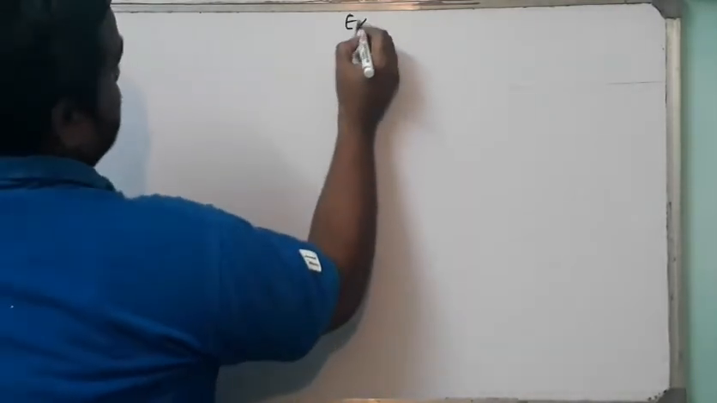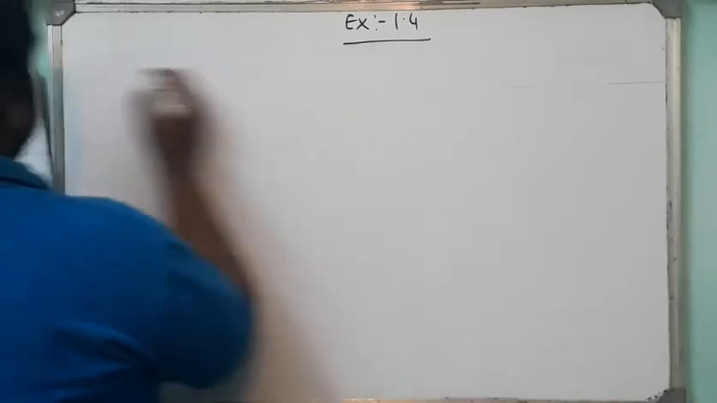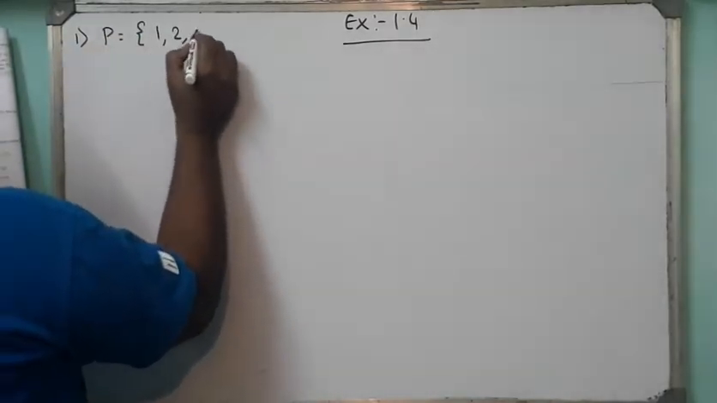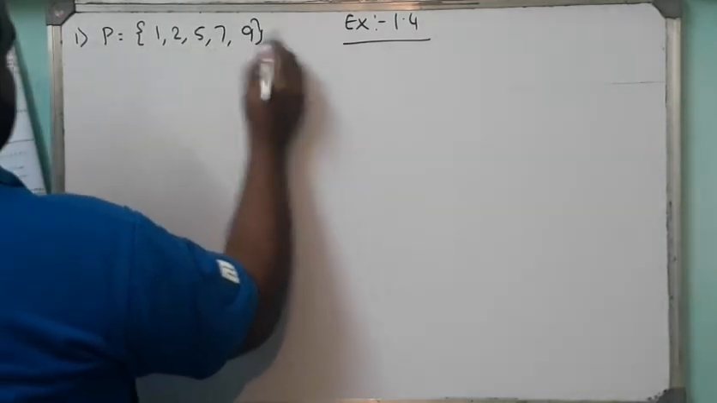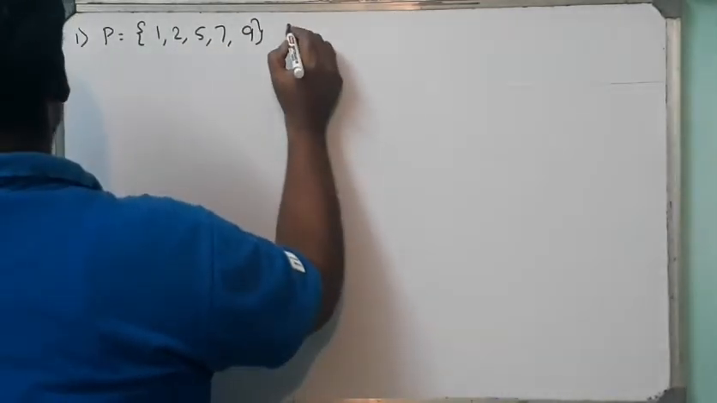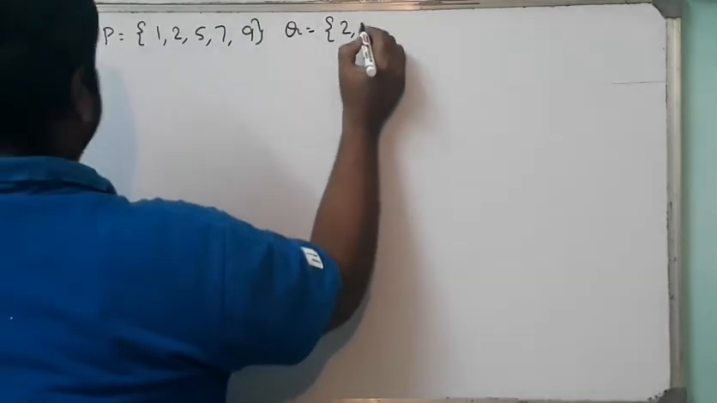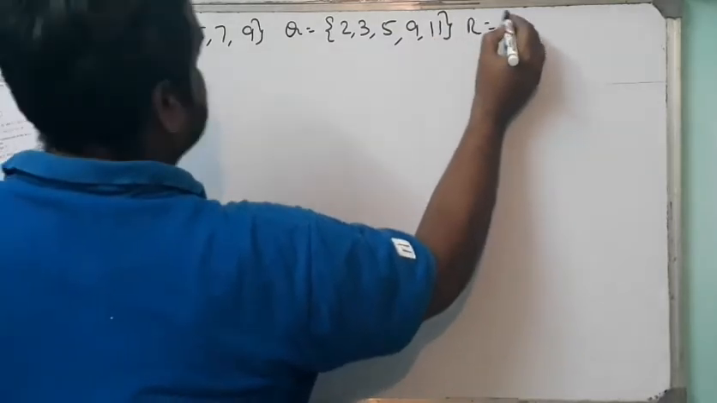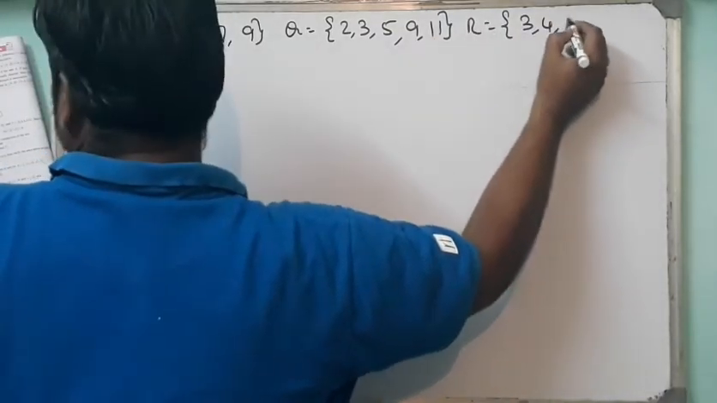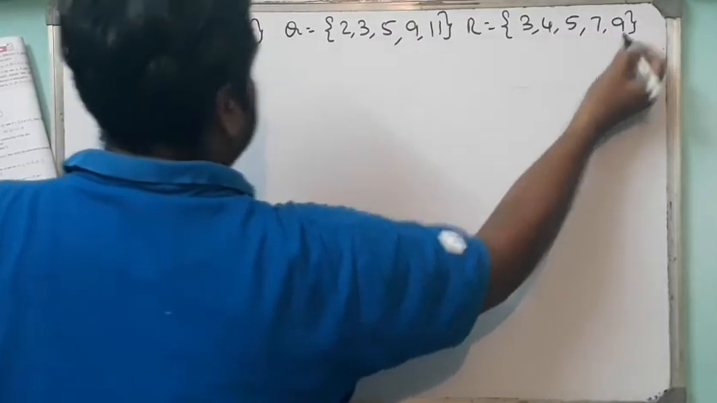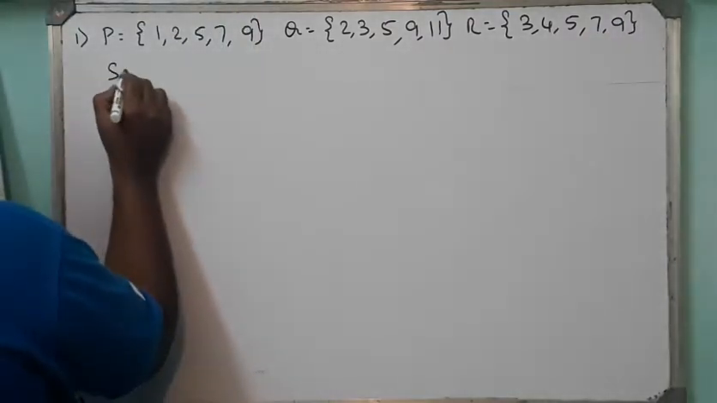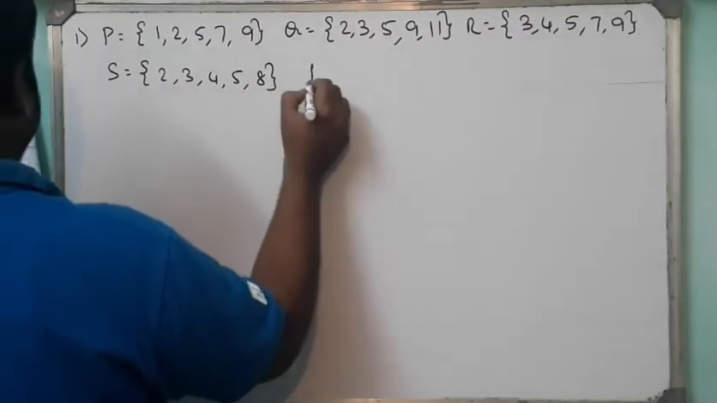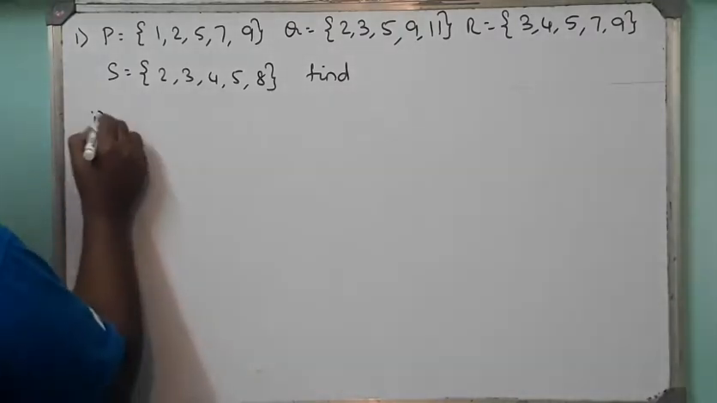This is exercise number 1.4. First sum, set P equal to {1, 2, 5, 7, 9}, set Q equal to {2, 3, 5, 9, 11}, set R equal to {3, 4, 5, 7, 9}, and at last set S is equal to {2, 3, 4, 5, 8}. Find the following; they have given them one by one. We will find out one by one.